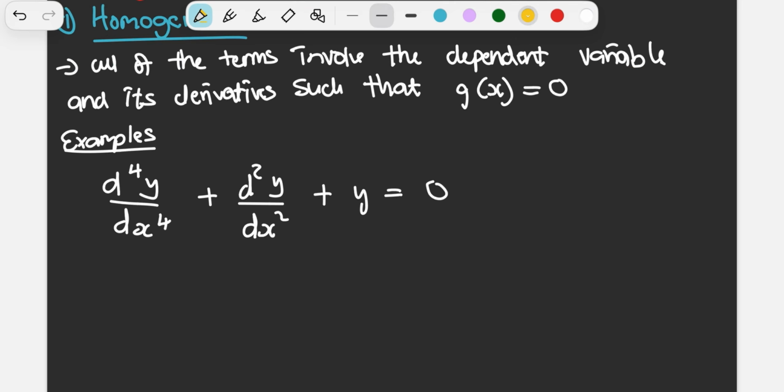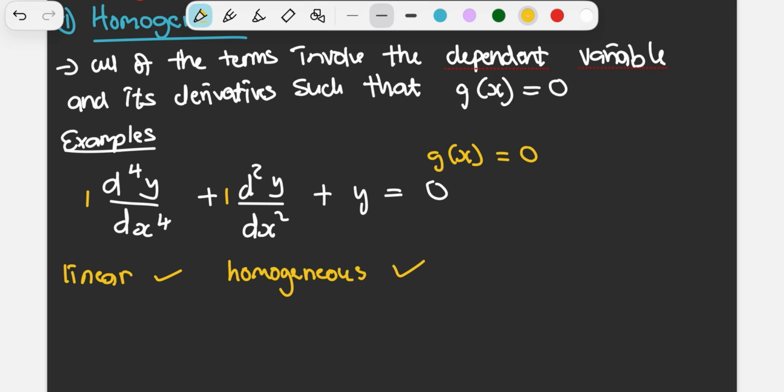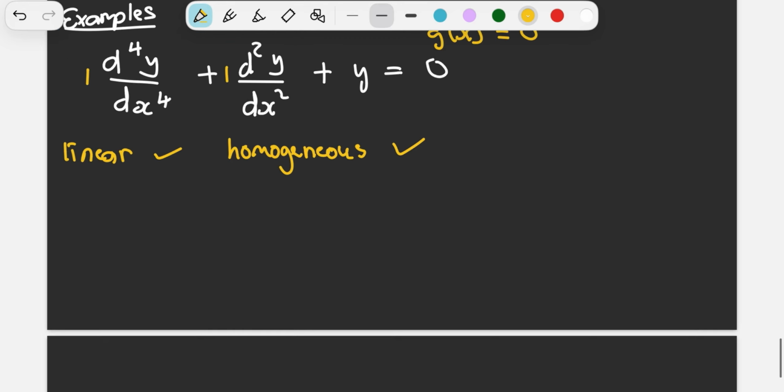You can see that the coefficient of this is 1, this is 1, this is y, so this is linear. That's good. And then if you check for the value of g of x, in this case, the term that's independent of y is what we call g of x. So g of x in this case is equal to 0, so it's also homogeneous. So that's good. We look at example number 2.